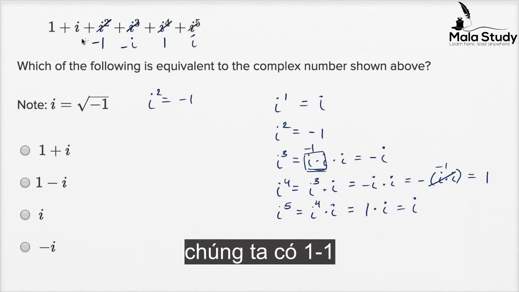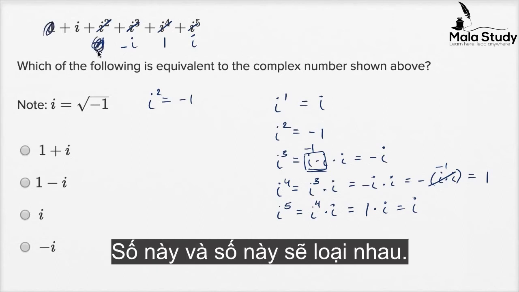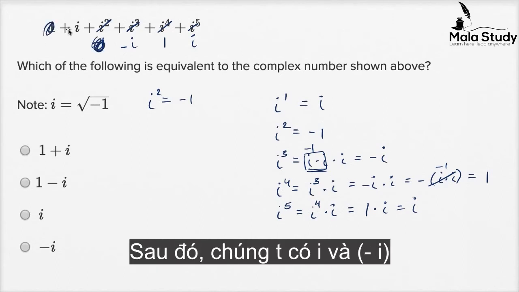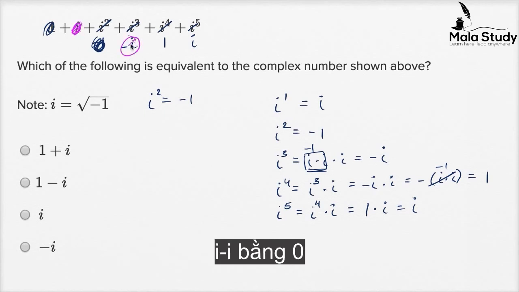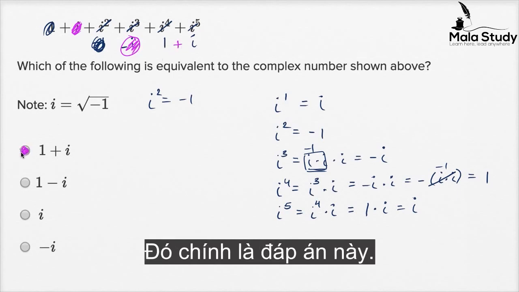So we have a 1 minus 1, so this and this are going to cancel out. Then we have an i and a negative i. So i minus i, that's going to be 0. And all we're left with is a 1 plus an i. So that's this choice right over there.